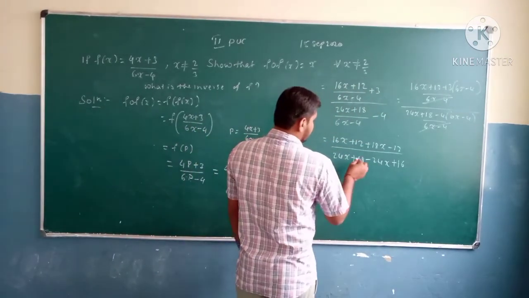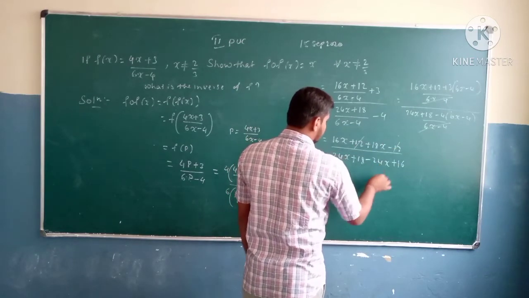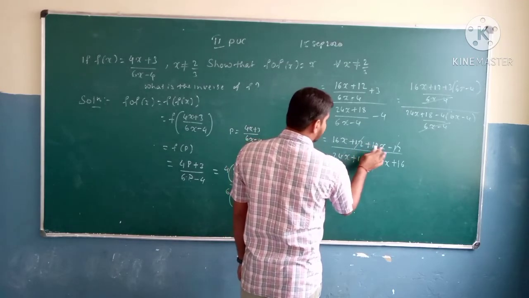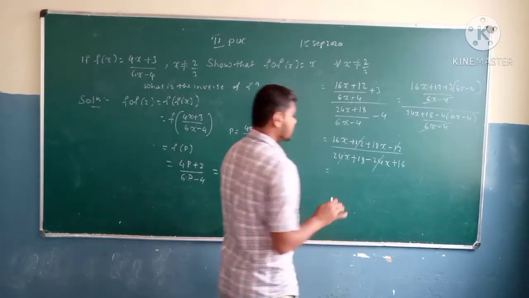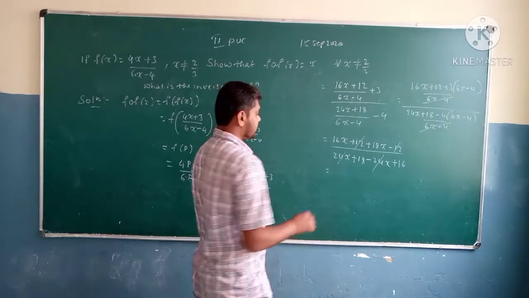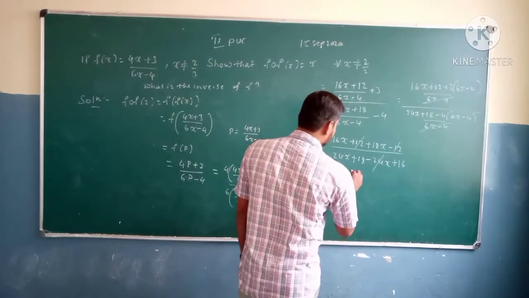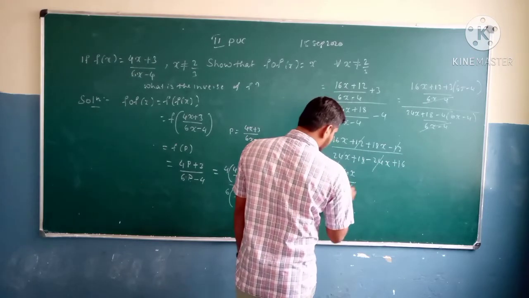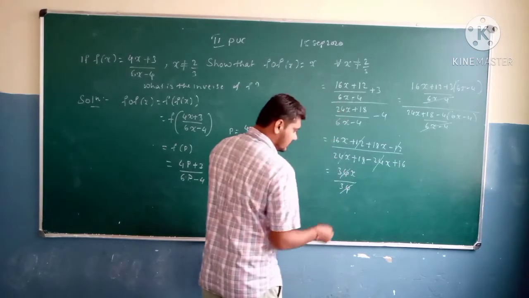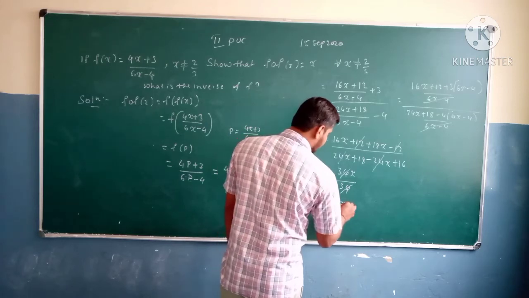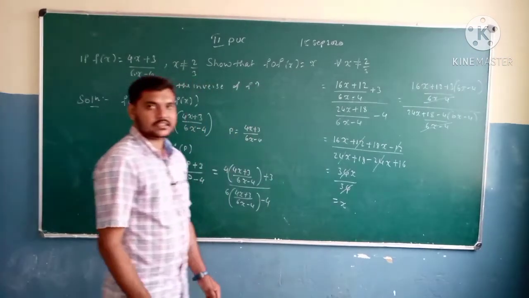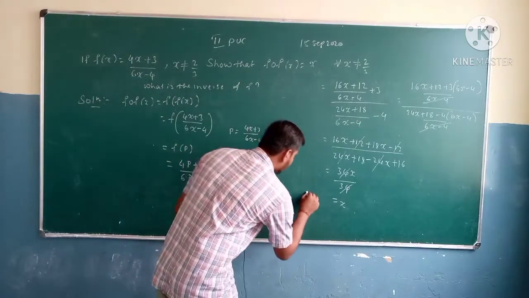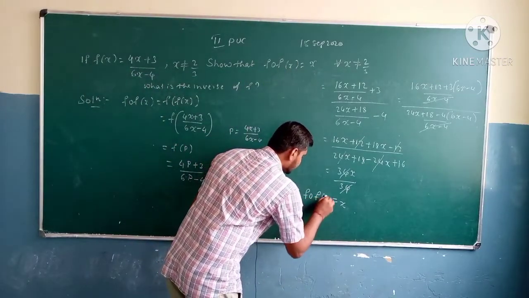So here plus 12 minus 12 cancel. 24x will cancel. 18x plus 16x is going to be 34x. So that's going to be 34x, divided by 18 plus 16, again going to be 34. So 34 cancel each other. So the answer is going to be x. So we show that f of f of x is going to be x.